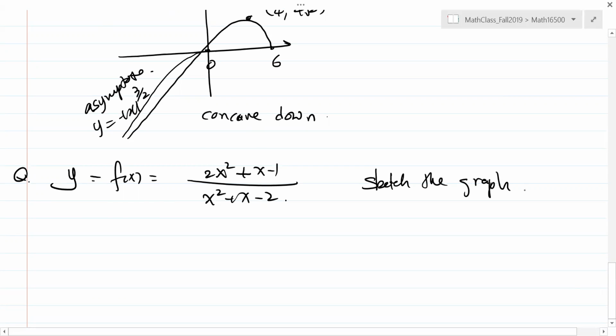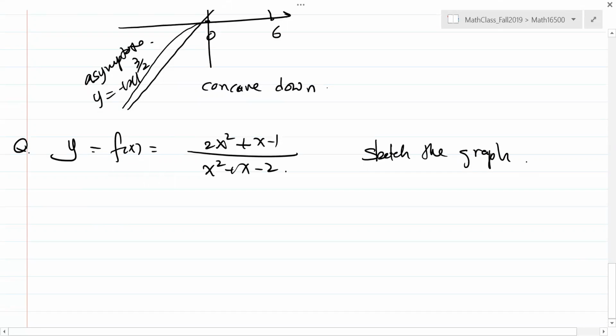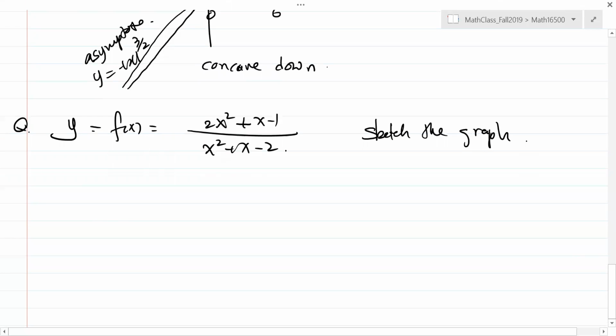Now, how to sketch the graph without finding derivatives? You have to learn this, okay? Because it's easy to make mistakes finding the derivatives. So it's better to sketch the graph first and use the graph to check whether your computation is correct or not. So how do you sketch the graph without finding the derivative? We sketch the local graph and put it together.